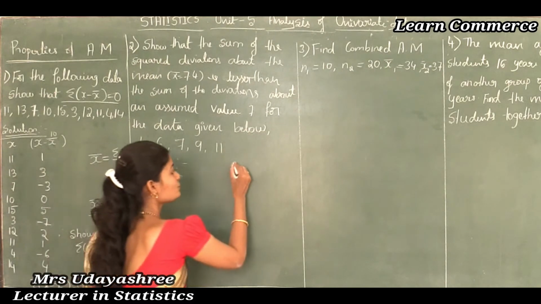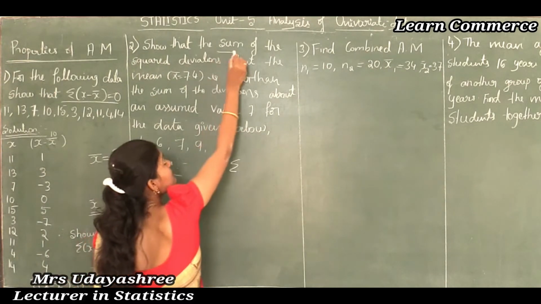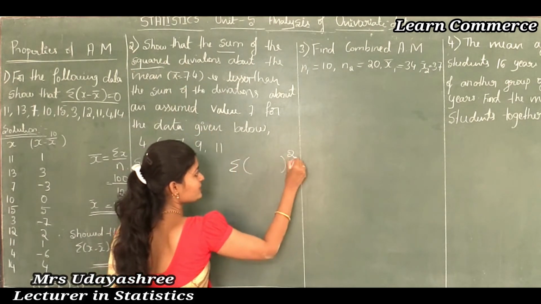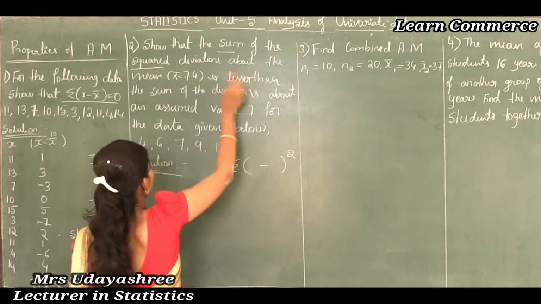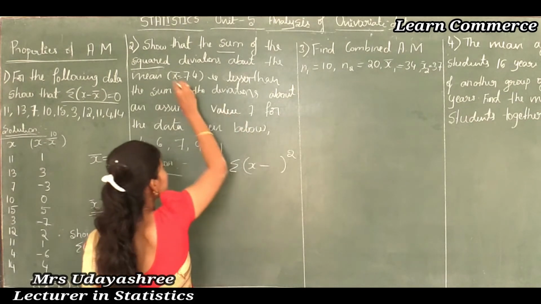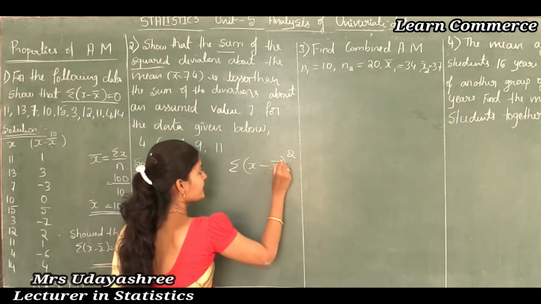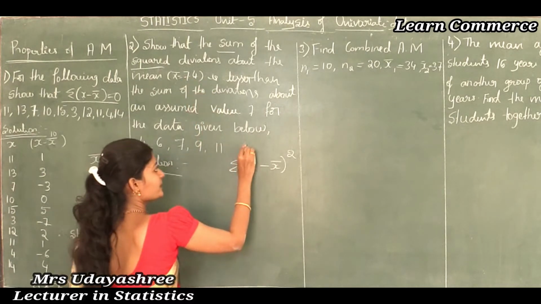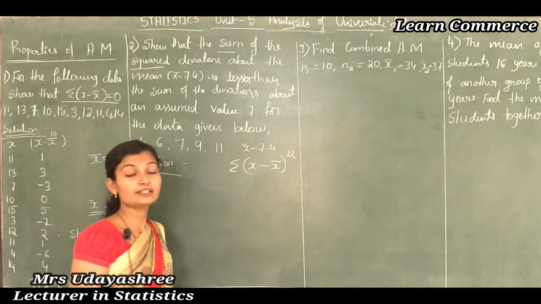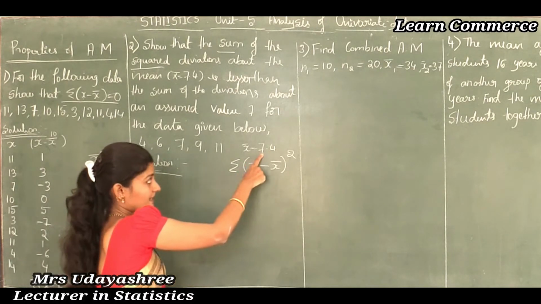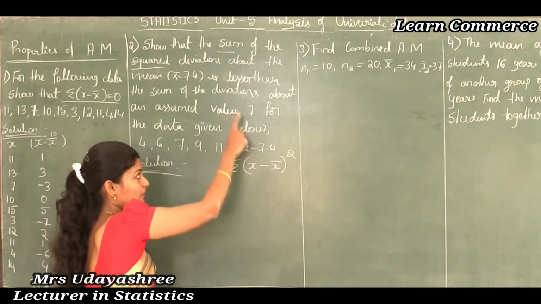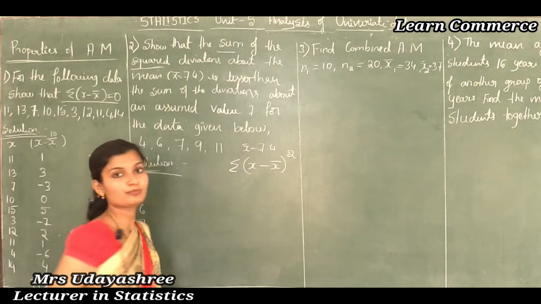So here we need to show the sum of the squared deviation. Squared deviation is nothing but the difference about the mean. Here x minus mean is denoted by x bar, and x bar is given: it is 7.4. We need not calculate x bar, it is given in the question.